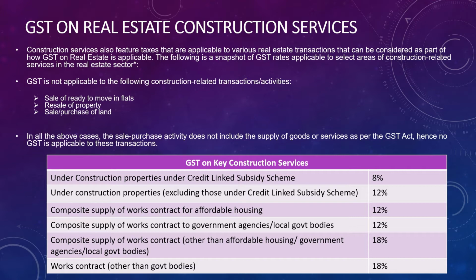So as far as the services are concerned, under construction properties under credit link subsidy scheme will be taxed at 8%. Under construction properties, excluding the credit link subsidy scheme, composite supply of works contract for affordable housing, and composite supply of works contract to government agencies and local government bodies will be taxed at 12%. Composite supply of works contract other than affordable housing government agencies at 18%, and works contract other than government bodies will also be taxed at 18%.